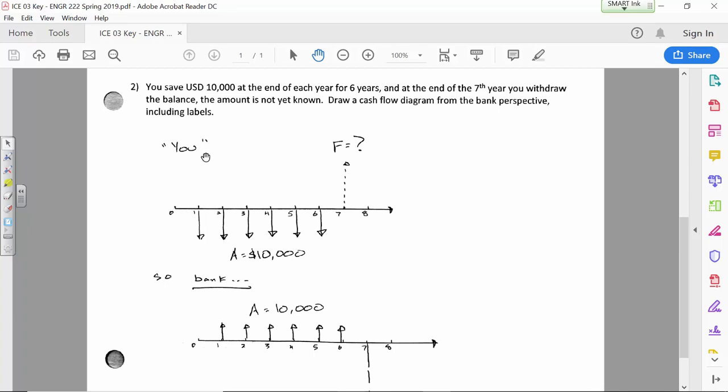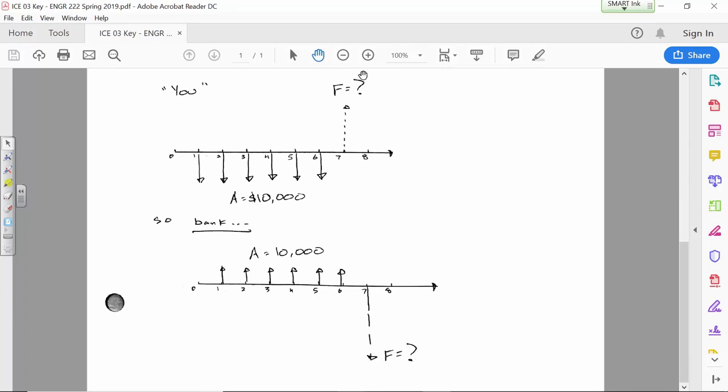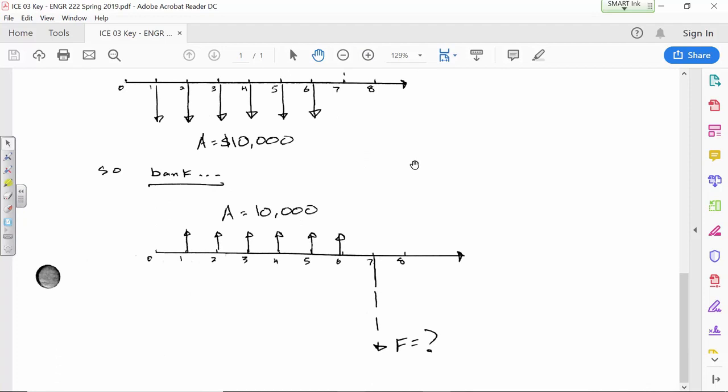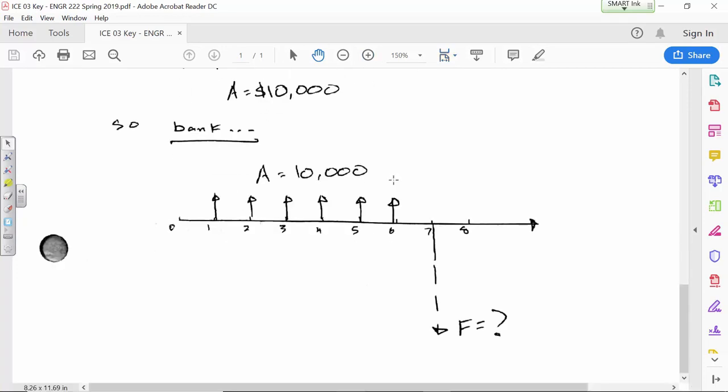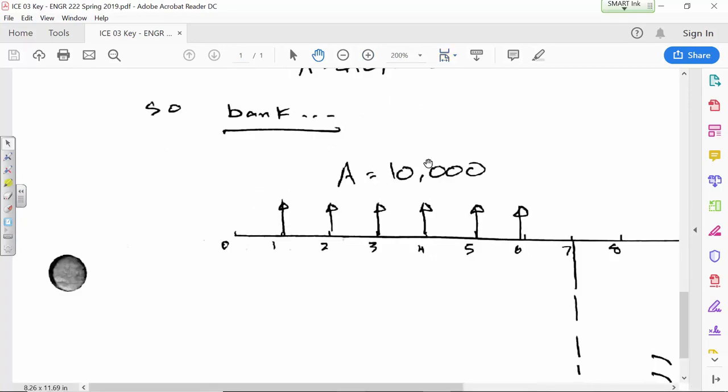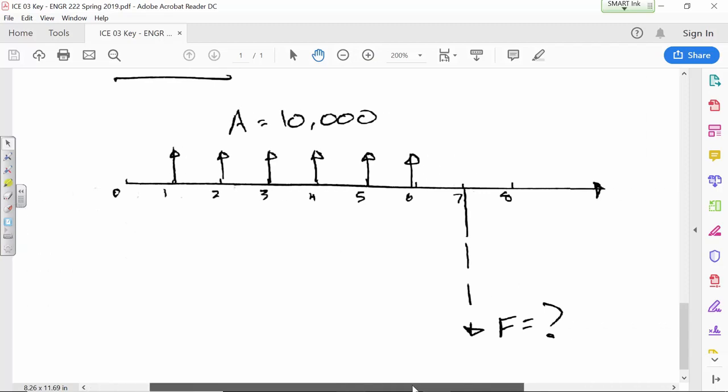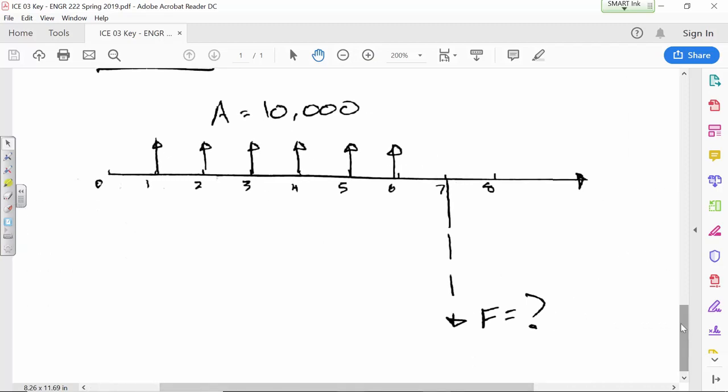So that's our perspective, but the bank views it the opposite. The bank sees that they have money coming to them at the end of each year, $10,000 at the end of each year, and then at the end of the 7th year, they're going to have some withdrawal. All right, so any questions about that one?